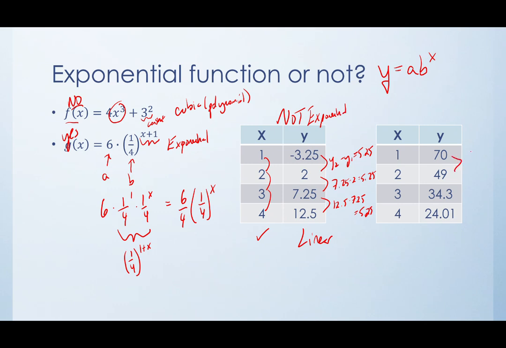So I want you guys to make a habit of doing the higher x value, the y going with the higher x value, over the y with the lower x value, for consistency's sake. So we're going to do 49 over 70. We're going to do 34.3 over 49. And we're going to do 24.01 over 34.3.